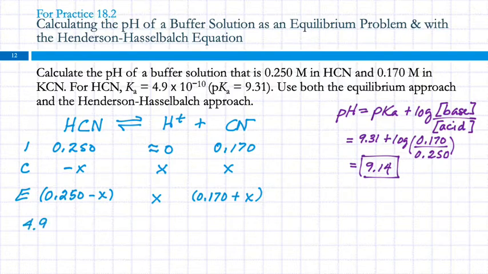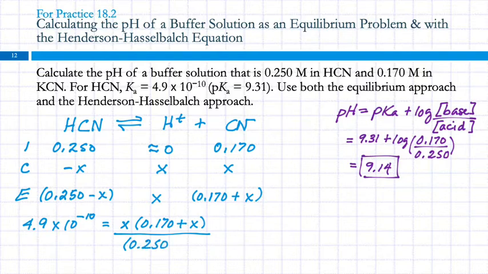So 4.9 times 10 to the minus 10 equals X times 0.170 plus X, divided by 0.250 minus X. I'm going to do this one on my solver, just because. 4.9 times 10 to the minus 10, and we've got X times 0.17 plus X divided by 0.25 minus X.